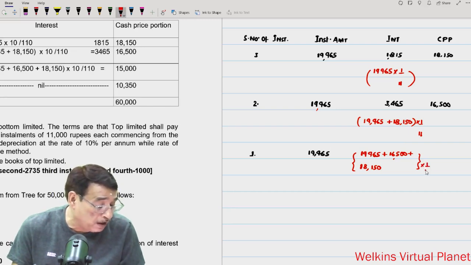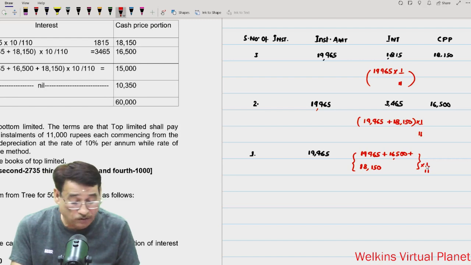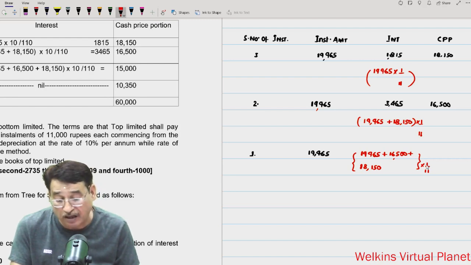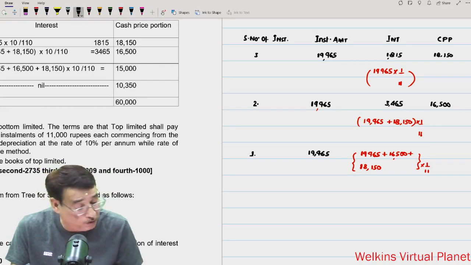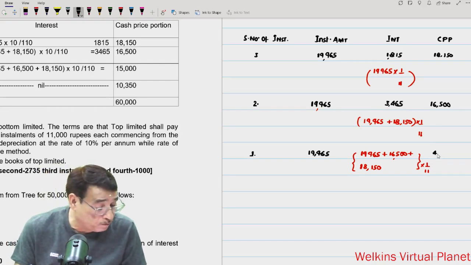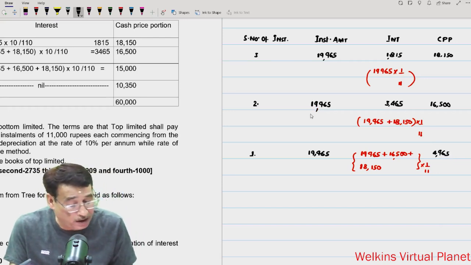You multiply it by 1 by 11. So it's 19,965 plus 16,500 plus 18,150, that is 54,650, divided by 11, that is 4965. So your interest will be equal to 4965. Is it clear to you or not? Your interest is equal to 4965.